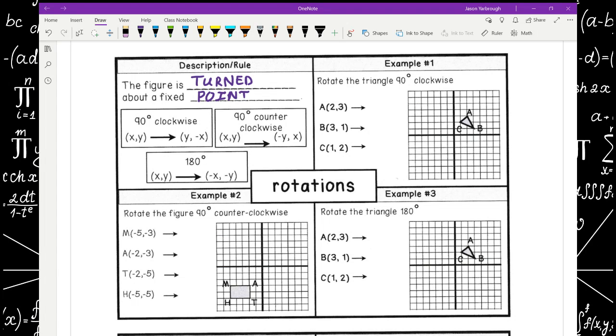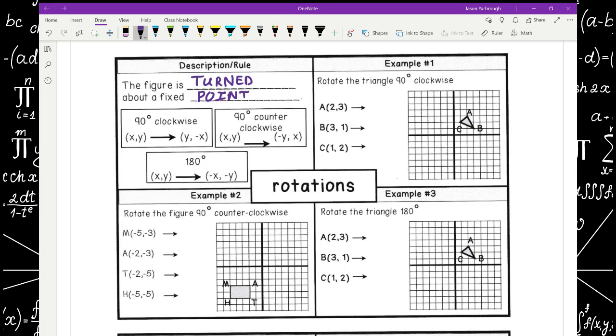So this one says 90 degrees clockwise, 90 degrees counterclockwise, and 180 degrees. Now, most of the time, if they actually give you a direction, you can follow those directions. But sometimes it will actually not tell you which direction it's turning. In that case, it's going counterclockwise. That is the default way whenever we're doing a rotation.